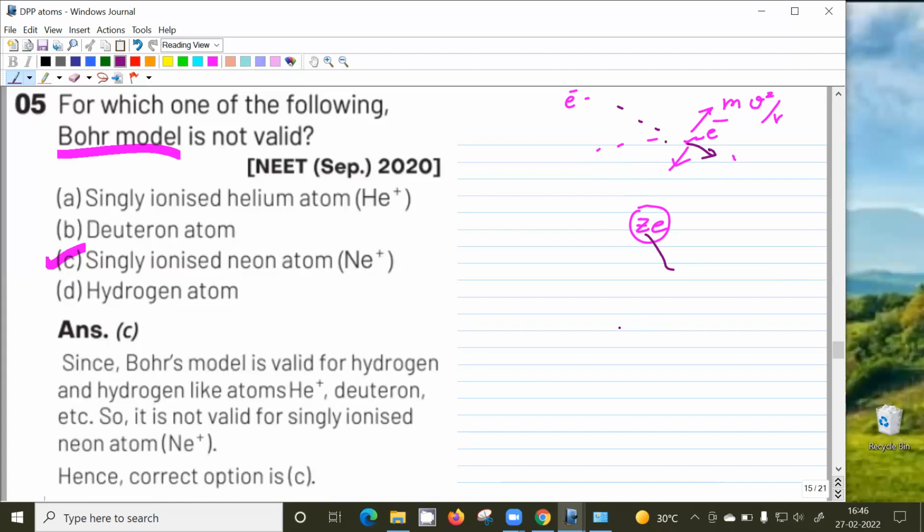Deuteron is the nucleus of the deuterium atom. No, sir. There won't be any electron in a deuteron. Deuteron means there will be a proton and a neutron in the middle.